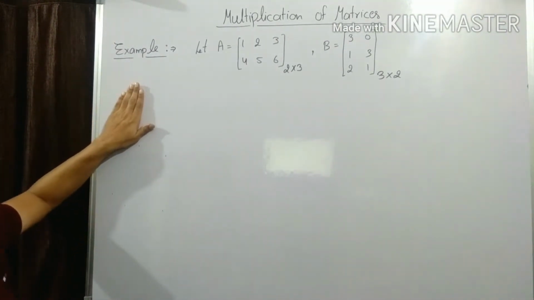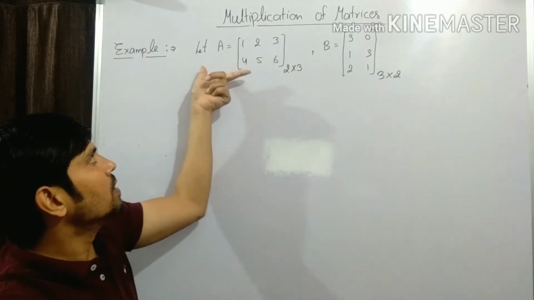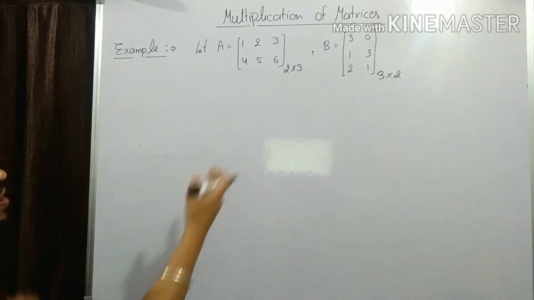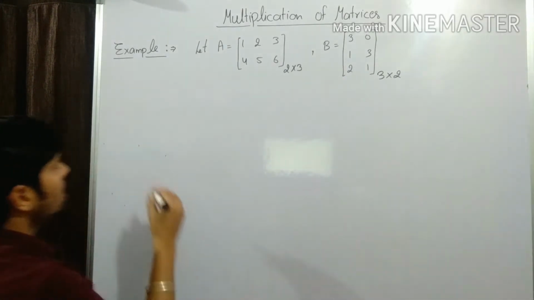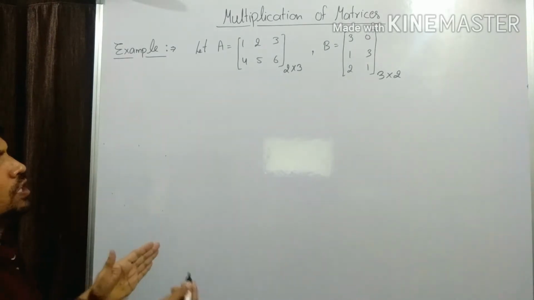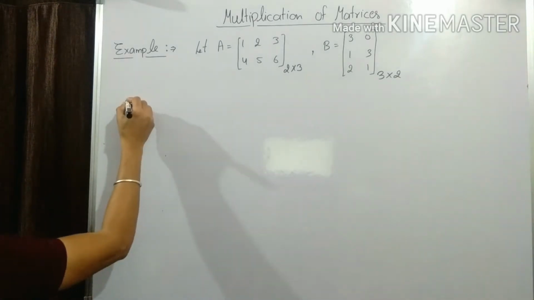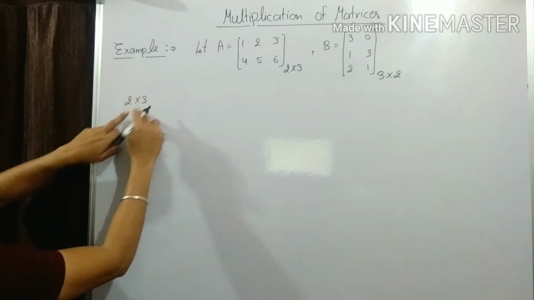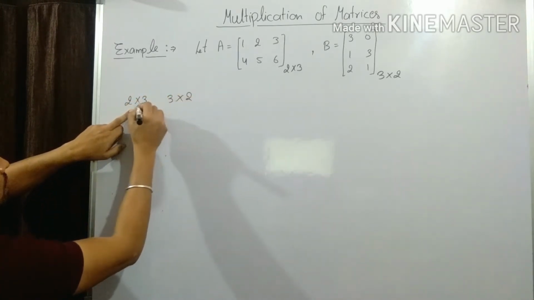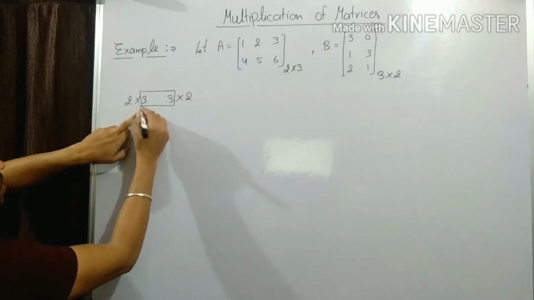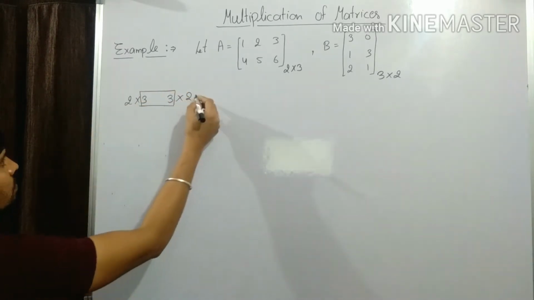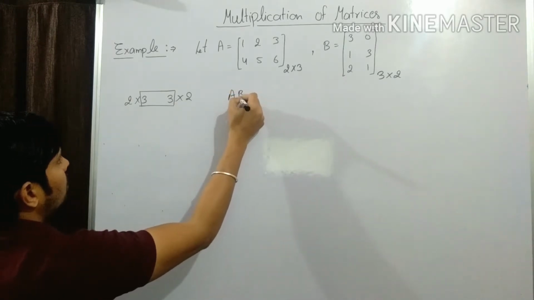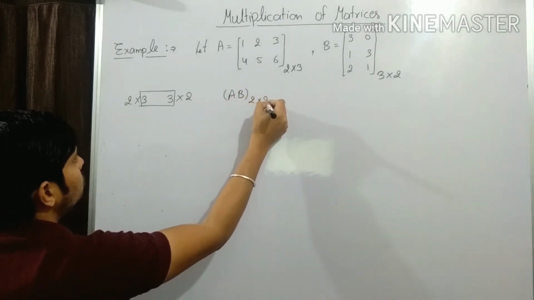To understand the multiplication of two matrices, I have taken an example, that is A and B are two matrices, and the order we will firstly define. This is the order of A and this is the order of B. Now we will check whether the multiplication of A and B is possible or not. That is, we will check the order of A, then write the order of B, and we will see here that the number of columns in the first and the number of rows in the second matrix are the same, and the order of the new matrix will be 2 cross 2.